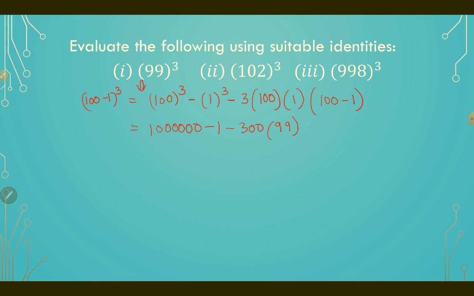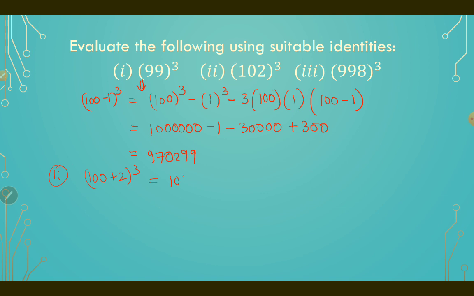or it can be written as 300 into 100 is nothing but 30,000 plus 300. So that is nothing but 970299. The second one can be written as 100 plus 2 the whole cube.